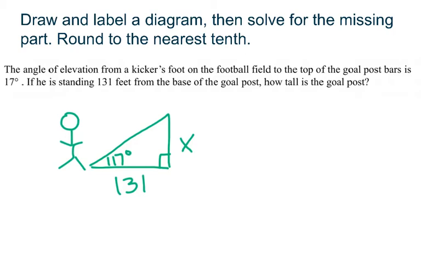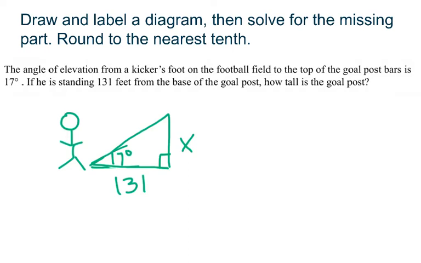Okay, so you have a kicker. Is it 100? Yes, I don't know why I wrote 117 right there. That's my bad. Let me change that to a 17. That was going to be a bad problem. Okay, so that's better. He's standing 131 feet from the base, so that's on the bottom, and we're trying to figure out how tall the goalpost is, so that's why I put x right there.